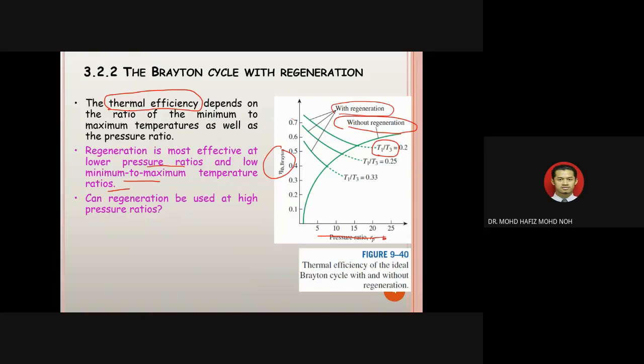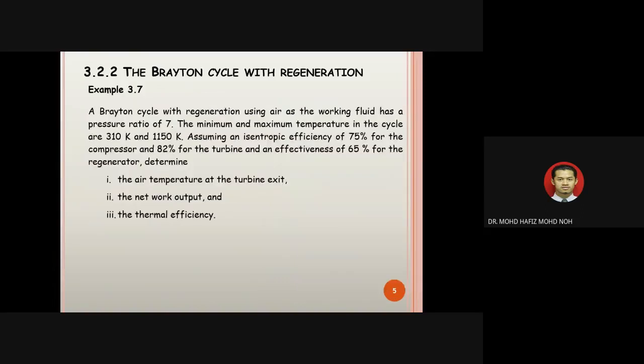So these are two different things. When you have regeneration, that means you don't require a very high pressure ratio of the compressor. If you don't have regeneration, you may need the higher pressure ratio of the compressor in order to increase the pressure to the desired value. Alright, so we try to look into the example, example 3.7. I hope you can understand the short explanation.